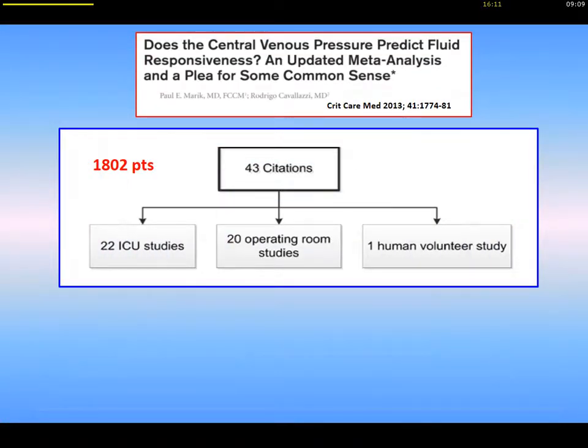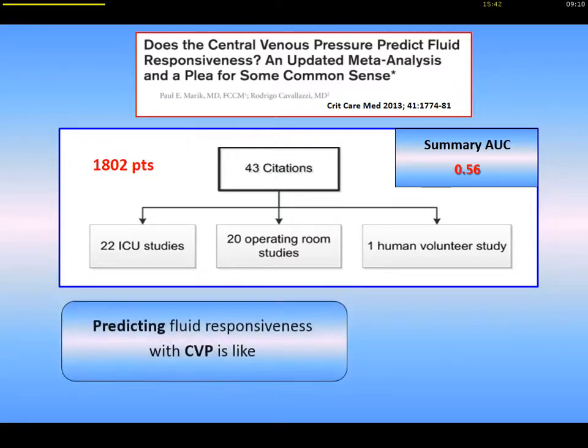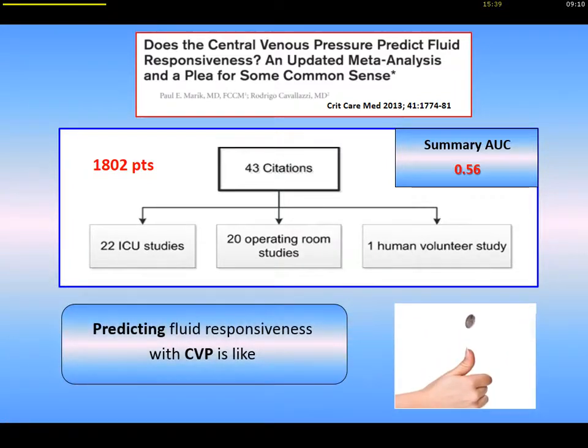This was confirmed by many studies. This is a famous meta-analysis by Paul Marik and co-workers showing, in 1,800 patients, which is not negligible, that the summary area under the curve for the prediction of fluid responsiveness using a single value of CVP was 0.56. And you know that 0.56 is very close to 0.50. This is like tossing a coin.